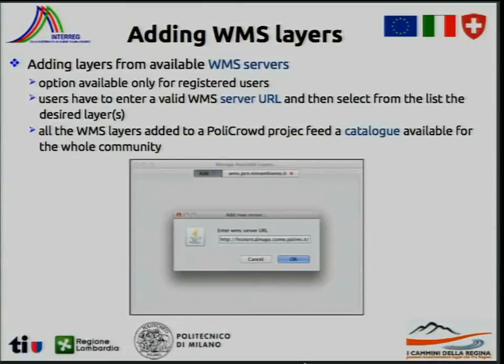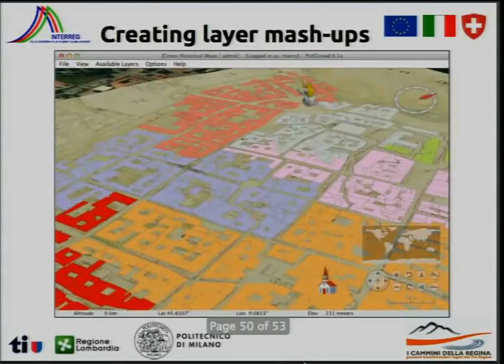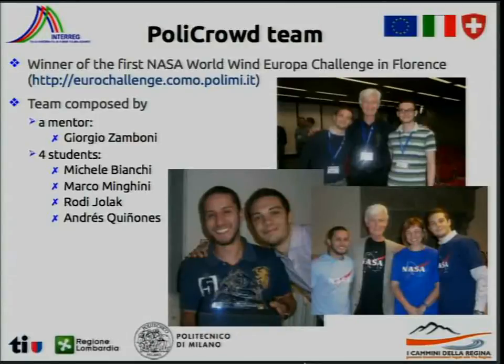Something else that only registered users can do is to connect to WMS servers and add layers in order to create customized mashups. Also in this case, all the layers that are added are stored in a catalog and remain available for the entire community. This is an example in which you see our points of interest superimposed on a historical map and other WMS layers. I would like also to mention that this PolyCrowd application was one of the winners of the first Whirlwind Europe Challenge, which was a competition organized by NASA, and which was looking for some Whirlwind-based solutions for the European community.